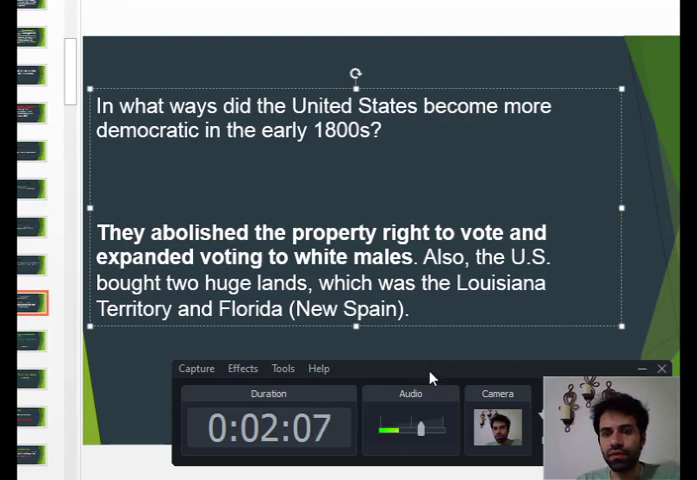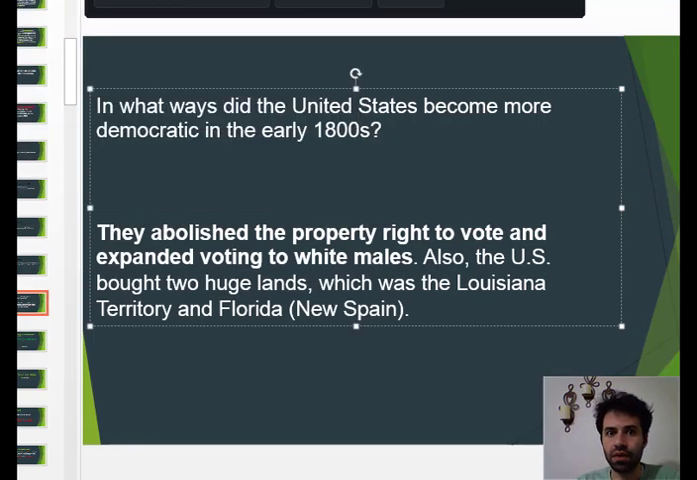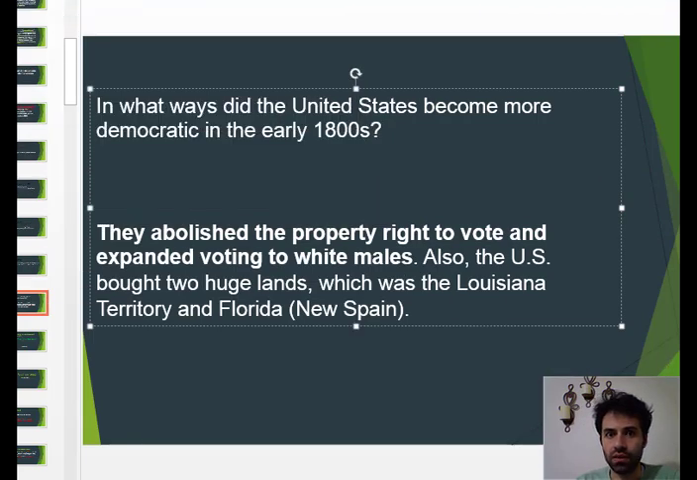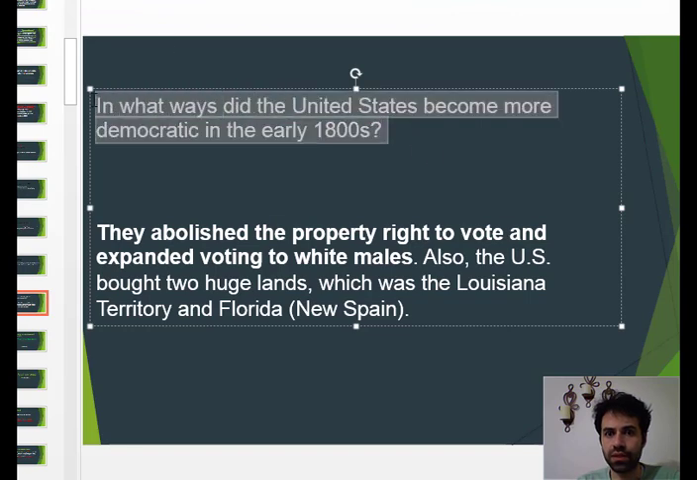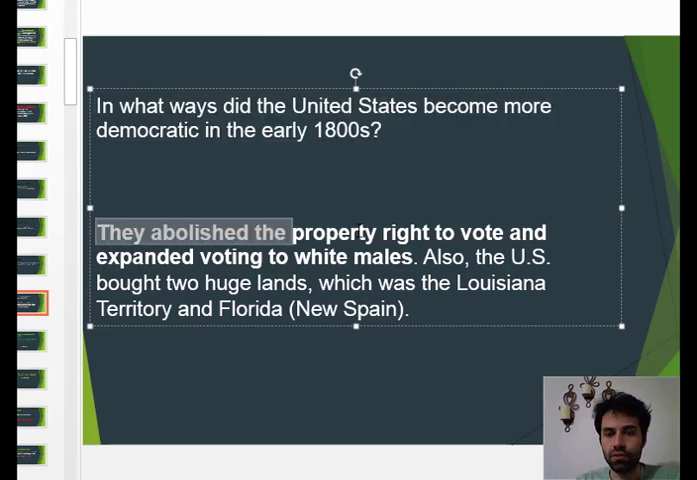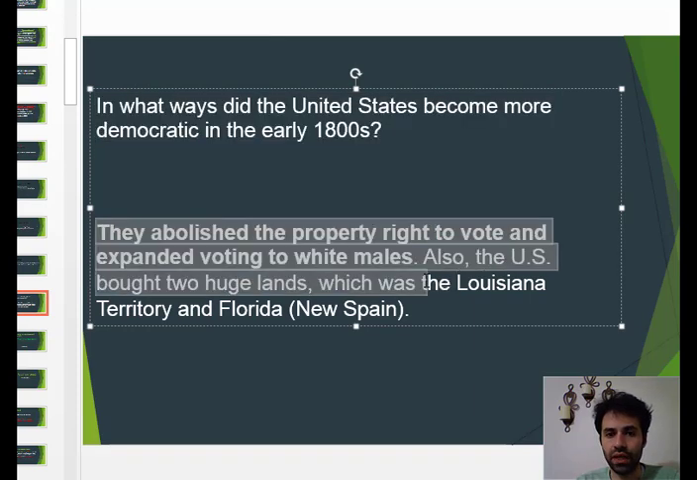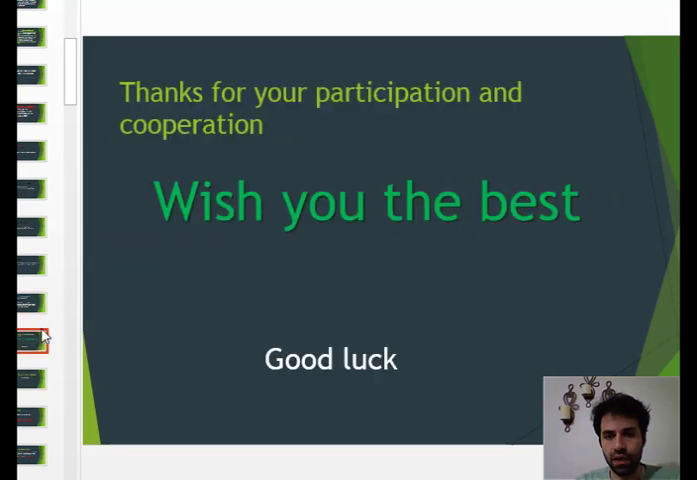So the important question that we have here is: in what ways did the United States become more democratic in the early 1800s? They abolished the property right to vote and expanded voting to white males. In this way, expanding voting rights to white males was the expansion of democracy in the United States.